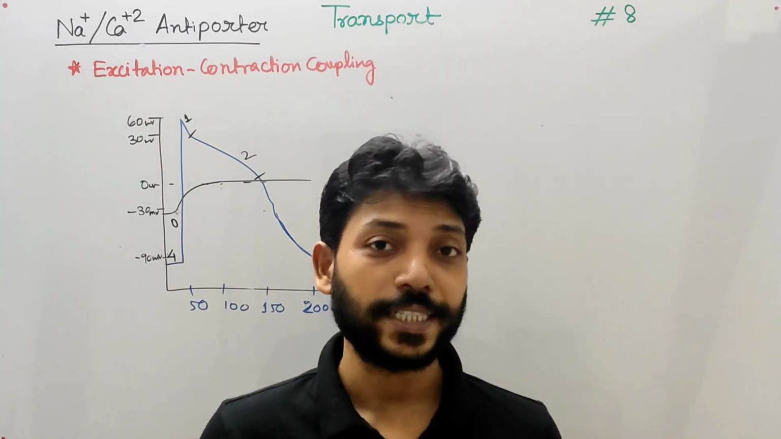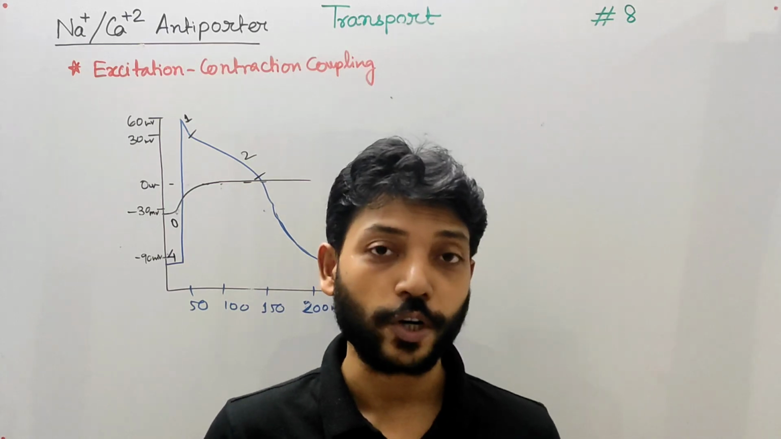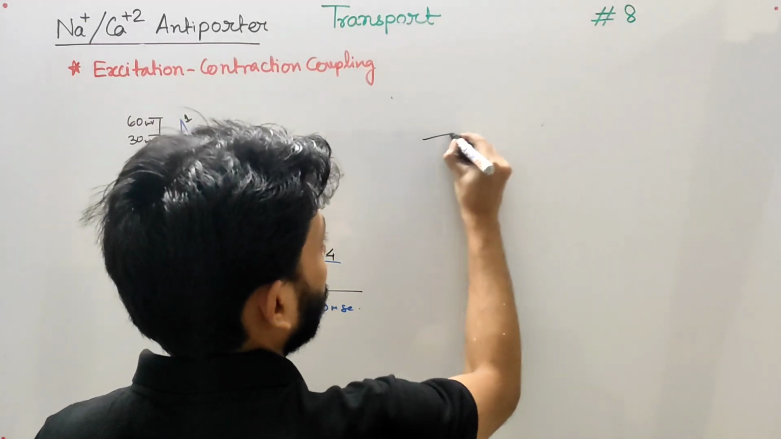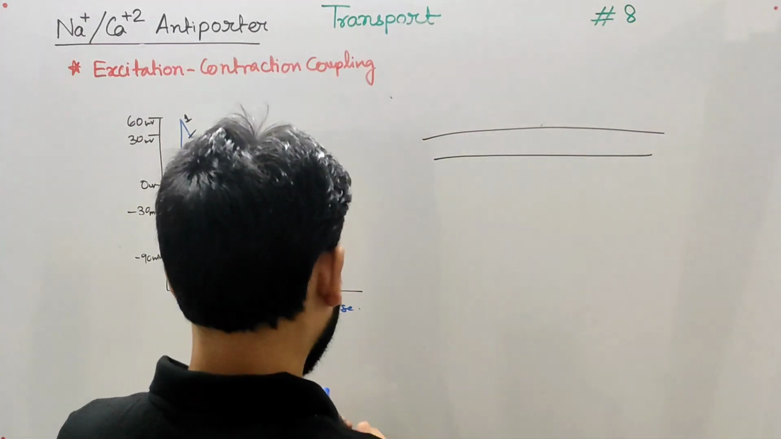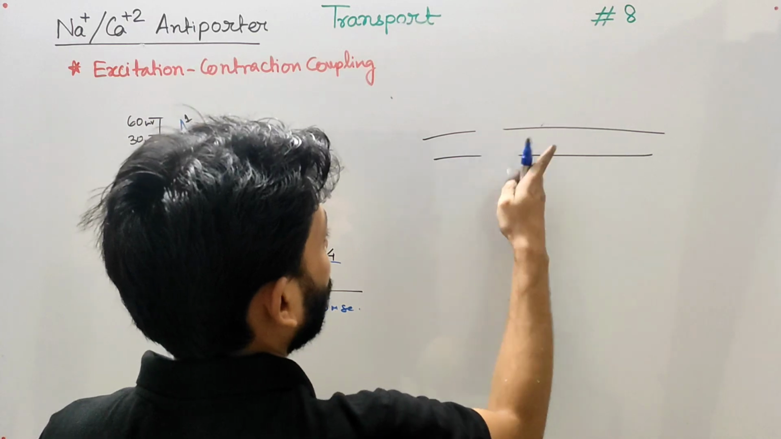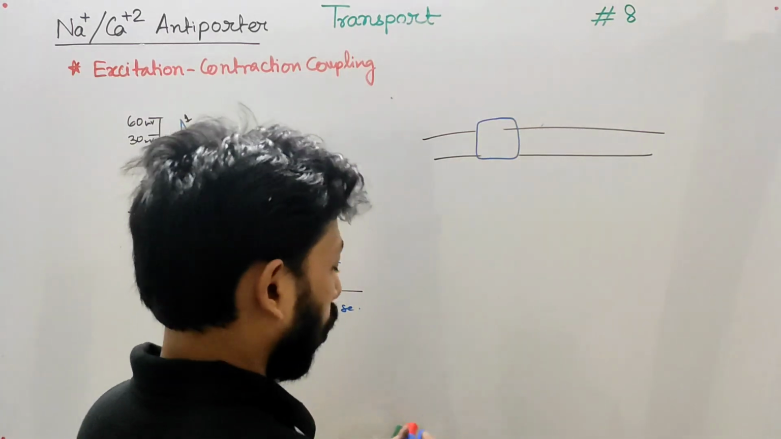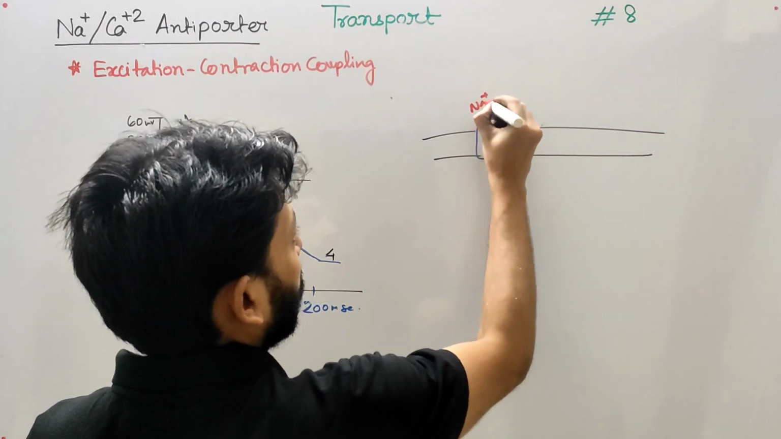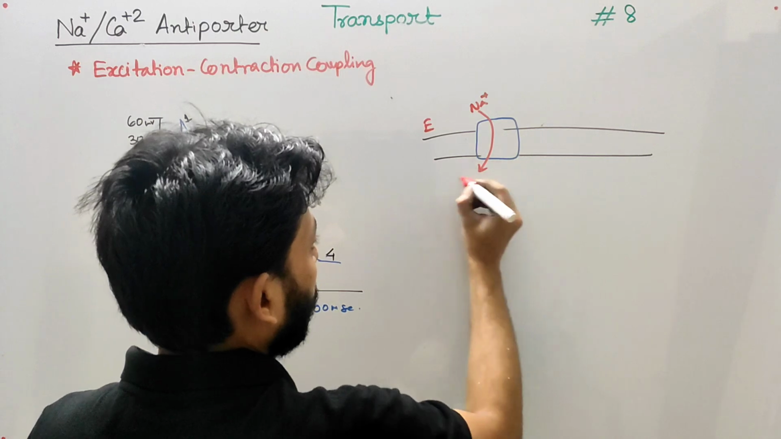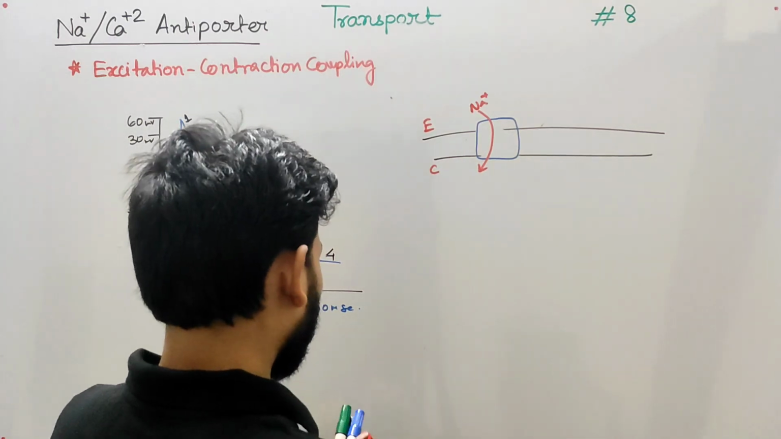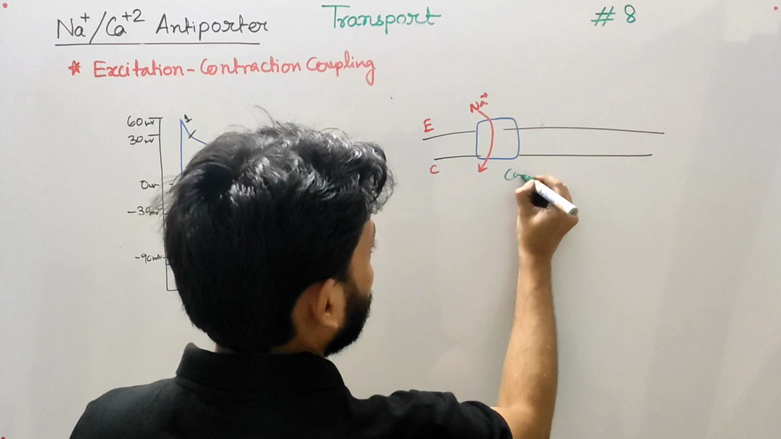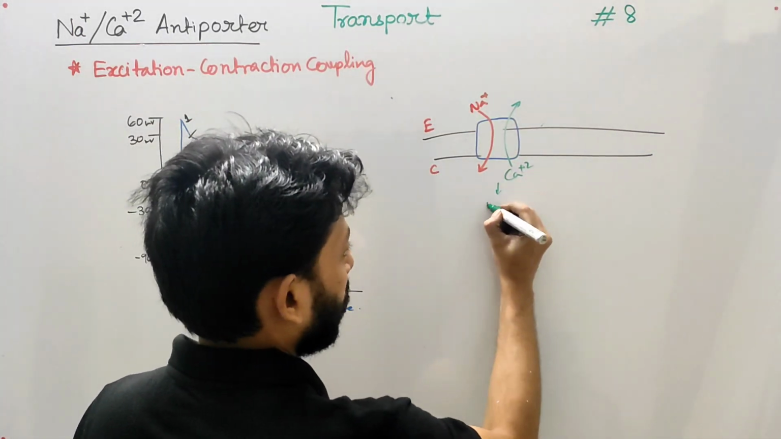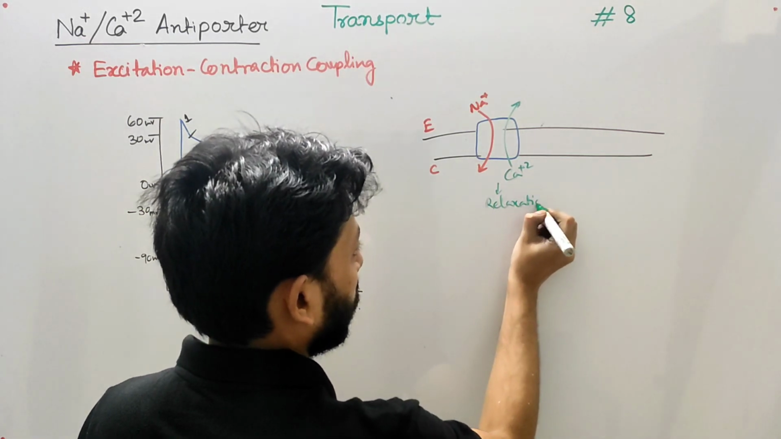Now the last thing I want to mention is that this sodium-calcium antiporter can work in two modes. One is forward mode, another is reverse mode. Now what are the forward and reverse modes? Let me explain. Suppose this is the plasma membrane and this is the sodium-calcium antiporter. In normal situations, as I have mentioned, sodium that is present in the exterior will move inside. This is the cytosol, and calcium will move out of the cell, and that's why it causes relaxation of the cardiac muscle.